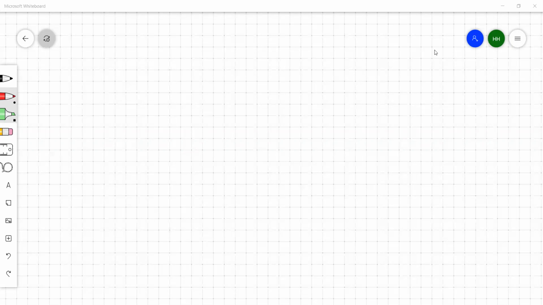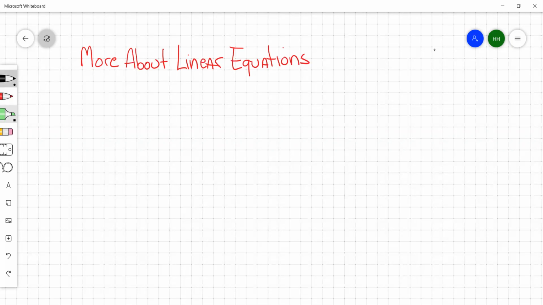All right, today we are talking more about linear equations. Yesterday you wrote equations in slope-intercept form, and today you're going to be writing equations in point-slope form.